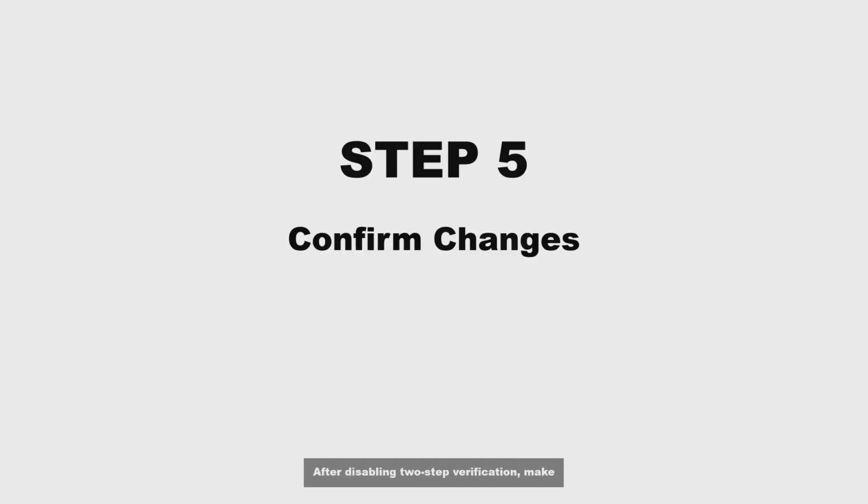Step 5. Confirm changes. After disabling two-step verification, make sure to save your changes. You should receive a confirmation message indicating that two-factor authentication has been successfully turned off.